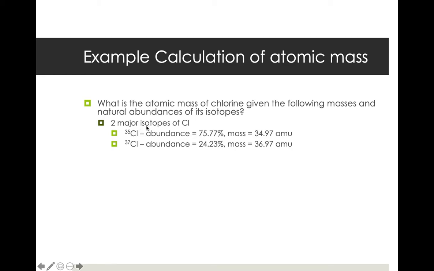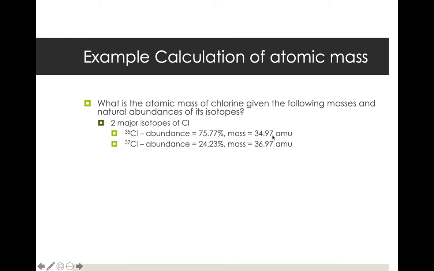But here for chlorine, there are 2 major isotopes. We have chlorine 35, so a mass number of 35. Its percent abundance is about 75.77%. And our other isotope is chlorine 37 with an abundance of about 24.23%. So that means 75.77% of all chlorine atoms in nature are chlorine 35, and the remaining 24.23% are all chlorine 37. And those are the only 2 really naturally occurring isotopes of chlorine.